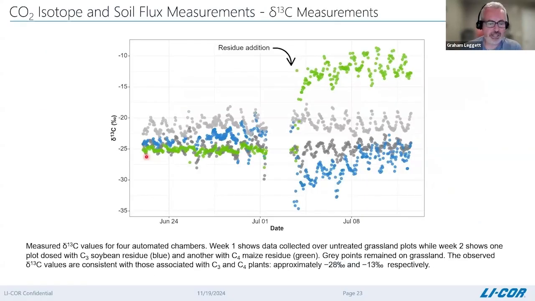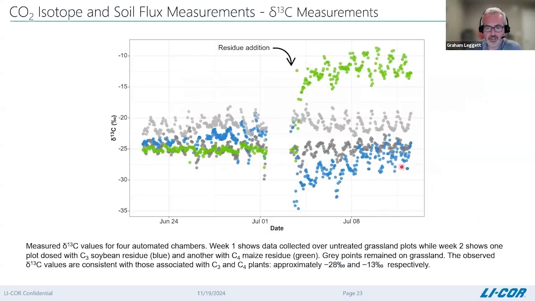So what data do we collect with the system during the measurement? We obviously collect CO₂ concentration to calculate flux, but with the 7825, we're also looking at the measured delta 13C values, in this case from 4 automated chambers from that system that I showed you. In the first week, which is this section to the left, you can see data collected over untreated grassland plots.